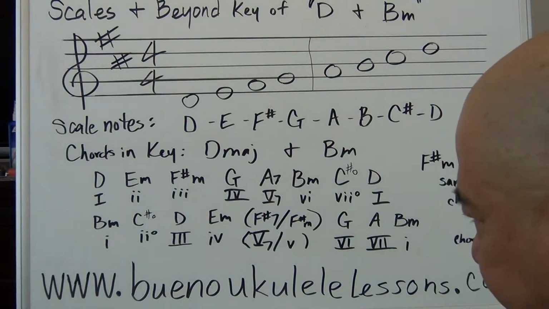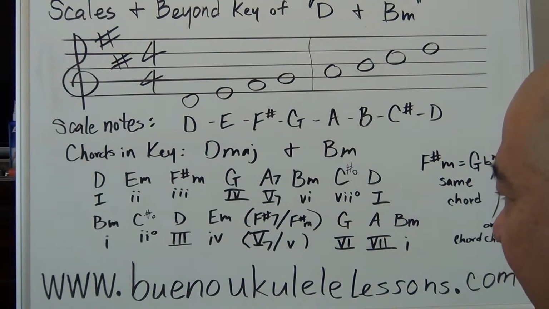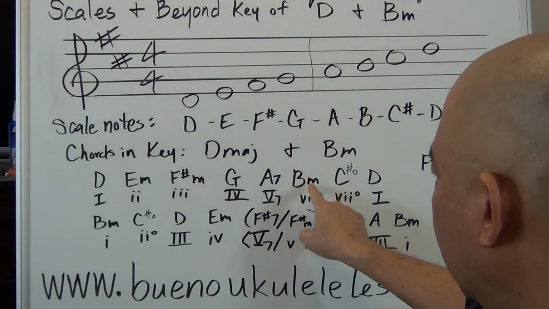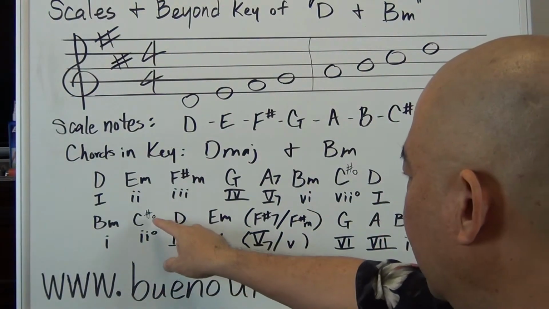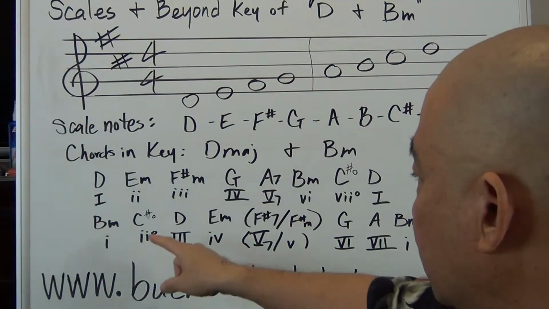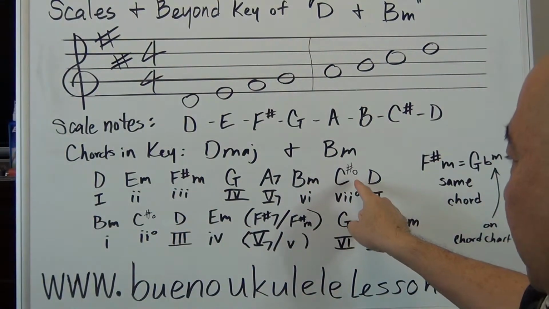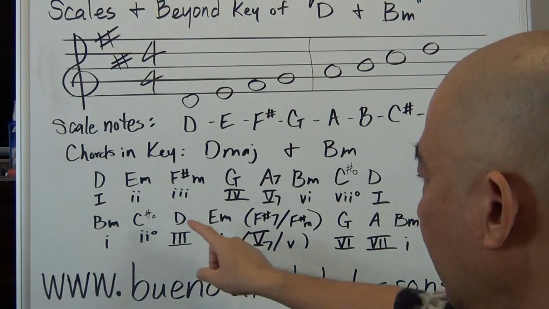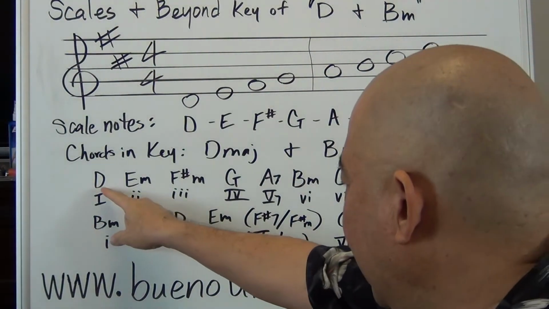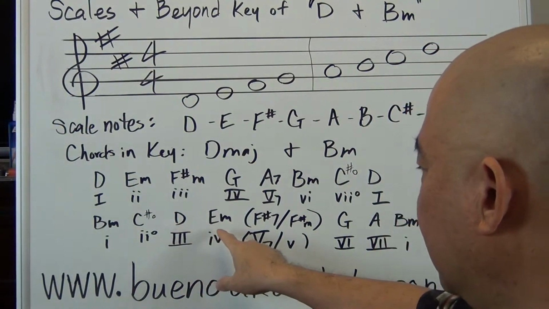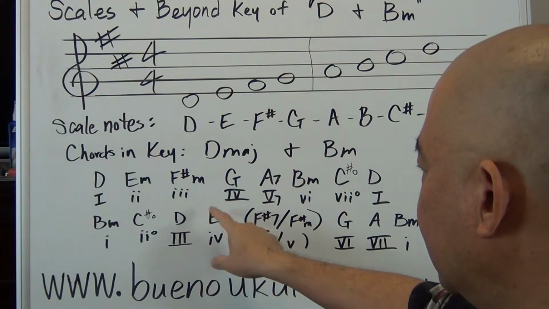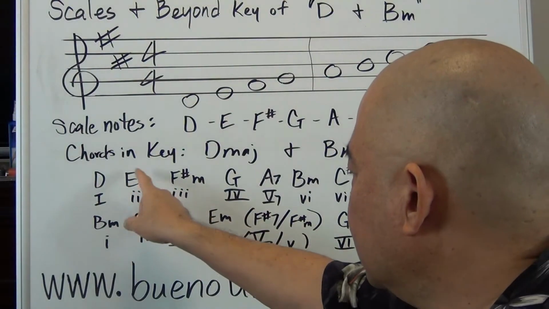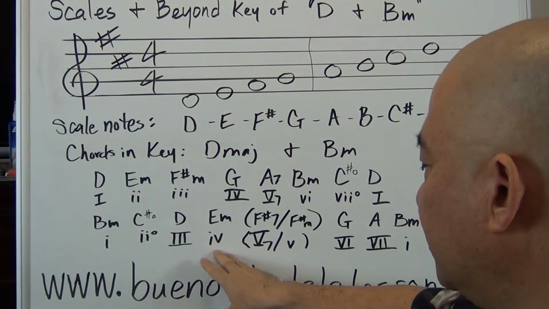Okay, so the name of the chord has got to stay the same. You got B minor, got to be B minor. You got C sharp diminished. So it's got to stay the same. D major, D major. Next is E minor. The name has got to stay the same. Just the positioning has shifted.